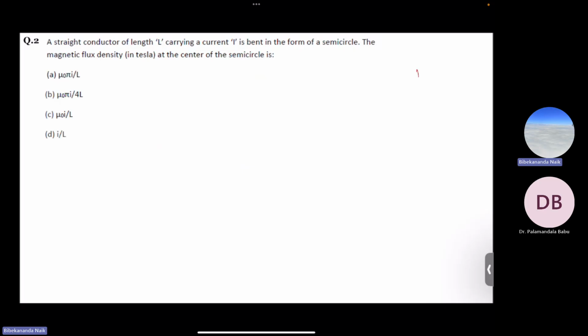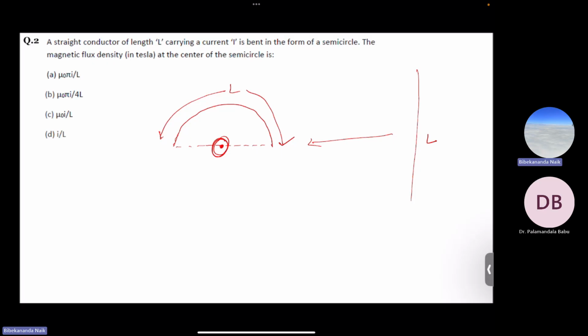So there is a straight conductor. Suppose this is a straight conductor and its length is L. Now we will bend this straight conductor into a semicircle. Suppose this is the center and we bend that into a semicircle. So this overall length, this is L. Then we need to find the magnetic flux density at the center of this semicircle. So at this point P, we need to find the magnetic flux density. I'll give a few minutes to try to solve this question and then we will discuss.